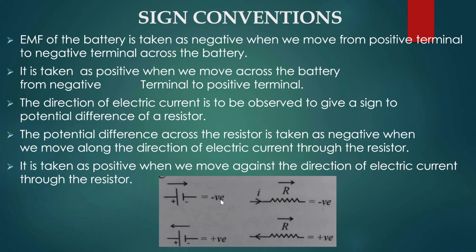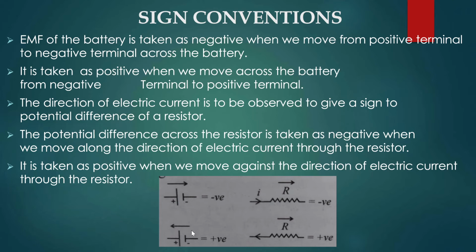So in this case we'll take the potential difference or the EMF as negative, and it is taken as positive when we move across the battery from negative terminal to positive terminal. So if we are moving across this battery, no doubt here we are showing only a cell. The difference between a cell and a battery is that a battery is a combination of two or more cells.